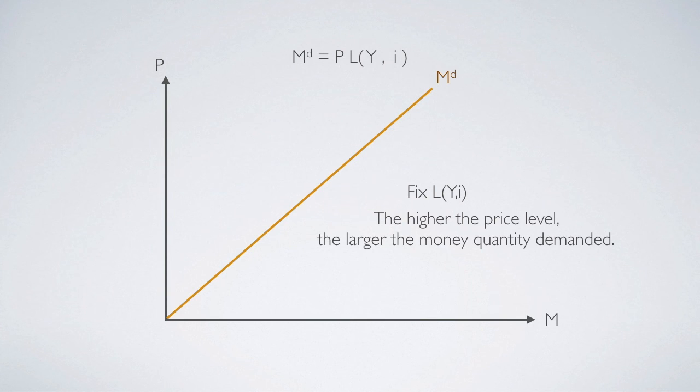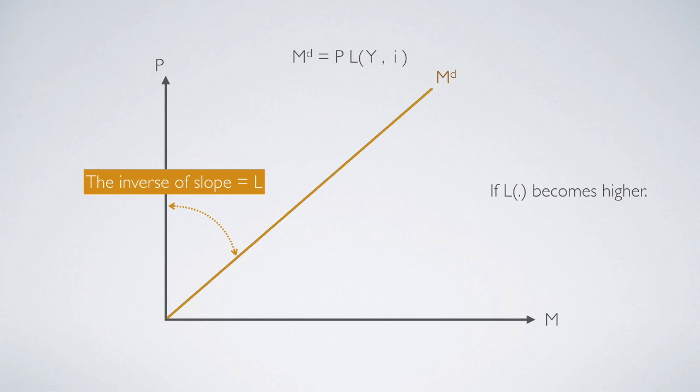Furthermore, the inverse of the slope is equivalent to L. So if the number of baskets in each transaction becomes higher, so L becomes higher, then you can see that this line would rotate to the right. It rotates to the right because the MD line always passes through the origin. So it will always start from 0, 0.